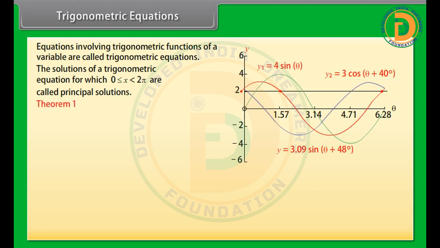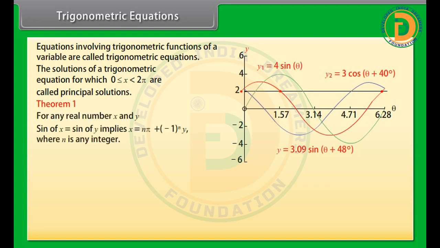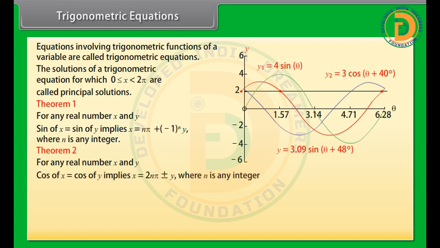Theorem 1. For any real numbers x and y, sine of x is equal to sine of y implies x is equal to n pi plus minus 1 raised to the power n times y, where n is any integer. Theorem 2. For any real numbers x and y, cos of x is equal to cos of y implies x is equal to 2n pi plus or minus y, where n is any integer.